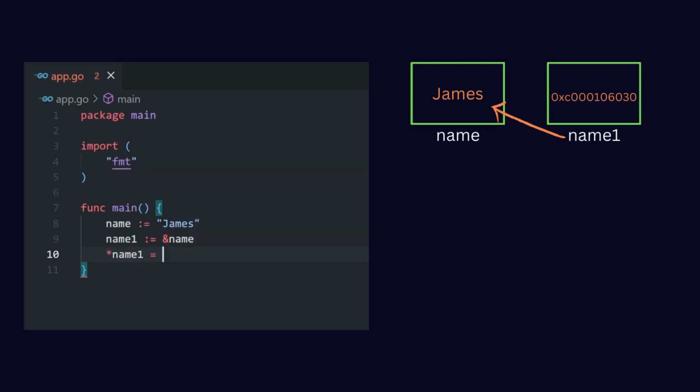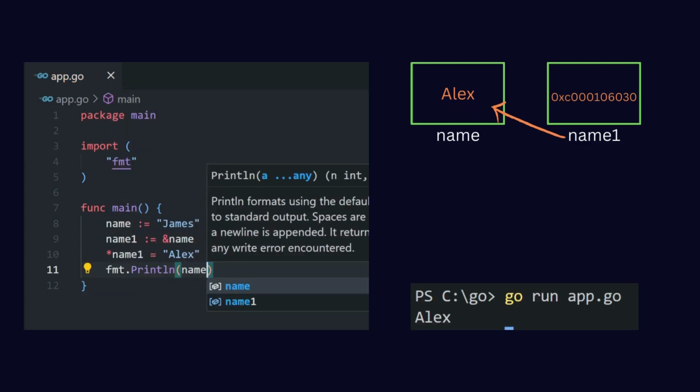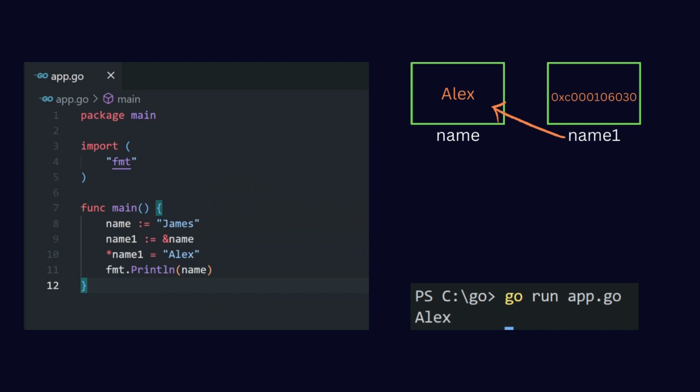*name1 is used to access the value that name1 points to. This is called dereferencing. So *name1 gives you the value stored at the memory address stored in name1. And in the code *name1 = "Alex", we are assigning the value Alex to the memory location that name1 is pointing to, which is the same memory location as the variable name. So effectively we are modifying the value of name indirectly through name1. When we print name, we will see Alex because we modified its value through name1.